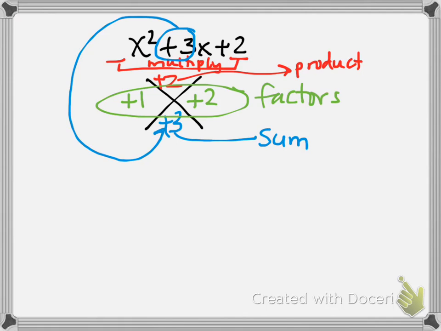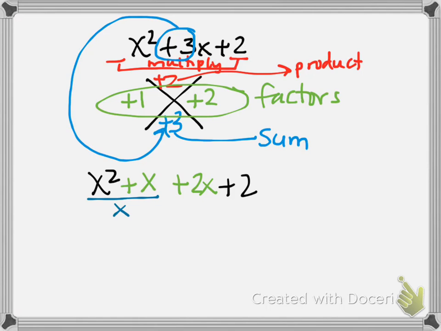So how does this relate to what we did yesterday? Well, what I'm going to do is take that middle term, 3x, and instead of writing it as 3x, I'm going to split it into two middle terms. I'm going to split it into plus x plus 2x. And where I got those from was from the factors that I figured out from playing my game. Okay? And then I just factor by grouping.